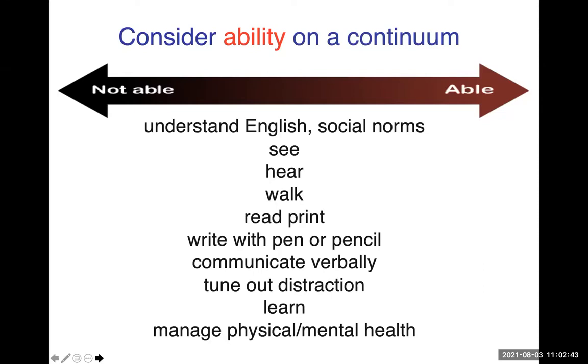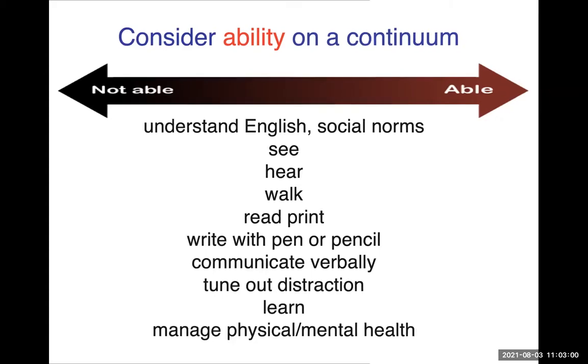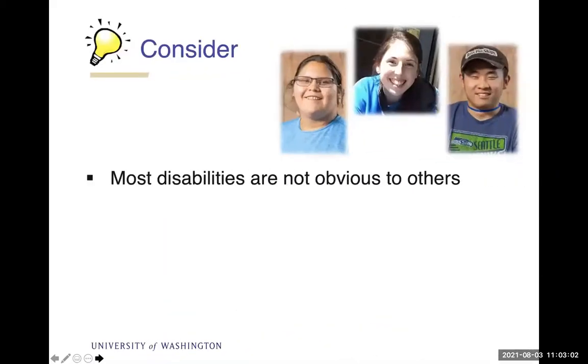The ability to see or hear or walk, the ability to read print, to write with a pen or a pencil, to communicate verbally, to tune out distraction, to learn, to manage physical and mental health. We could rate all of these. And if we turned in this assignment, none of us would have the same combined rating, which says that there is no average person. There are averages of each one of these abilities, but there's probably very few on the planet who would be average when rating all these things.